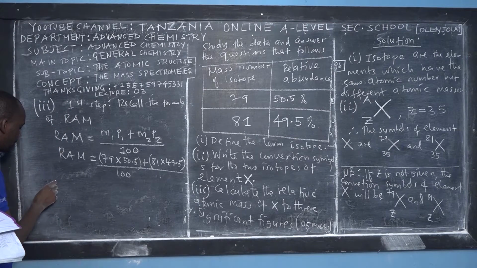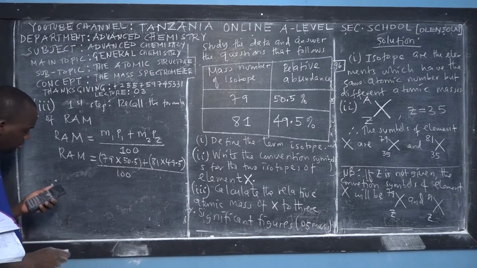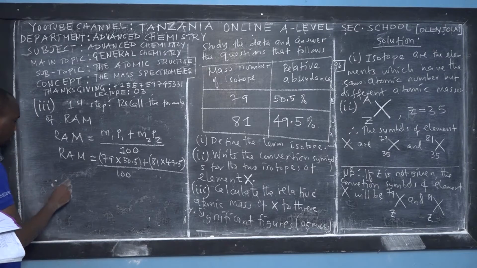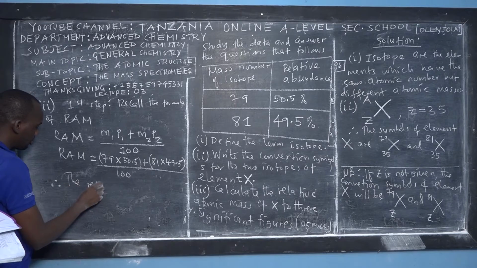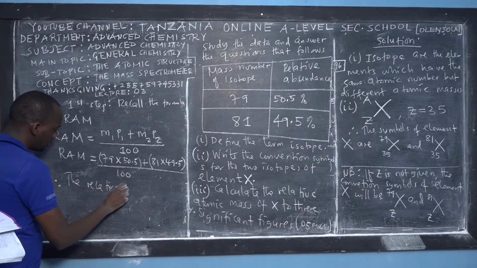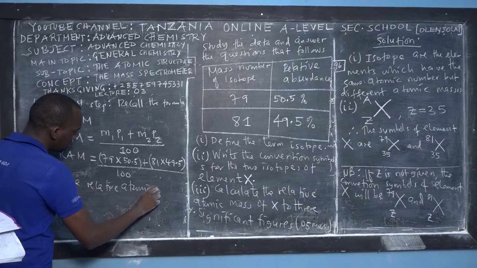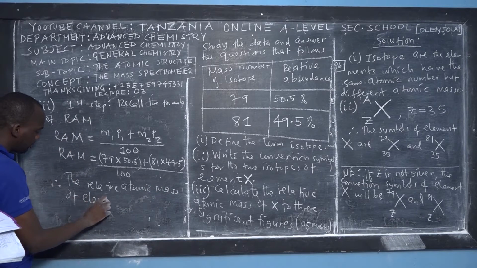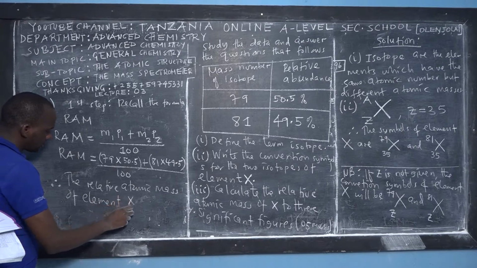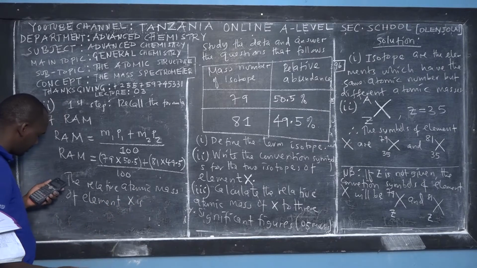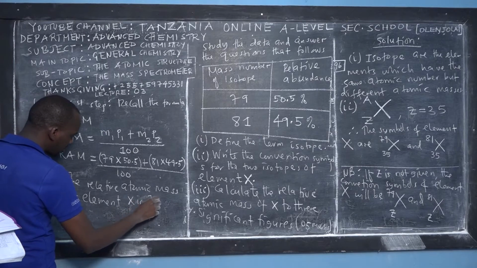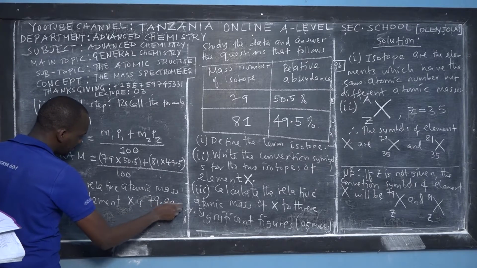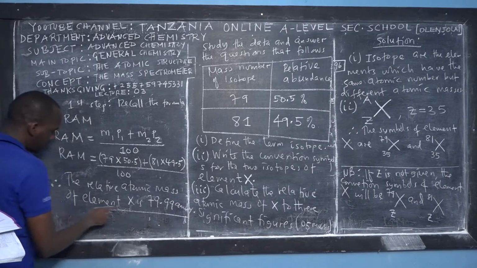So he said that therefore, the relative atomic mass of what? Of element X is 79.99 atomic mass unit.